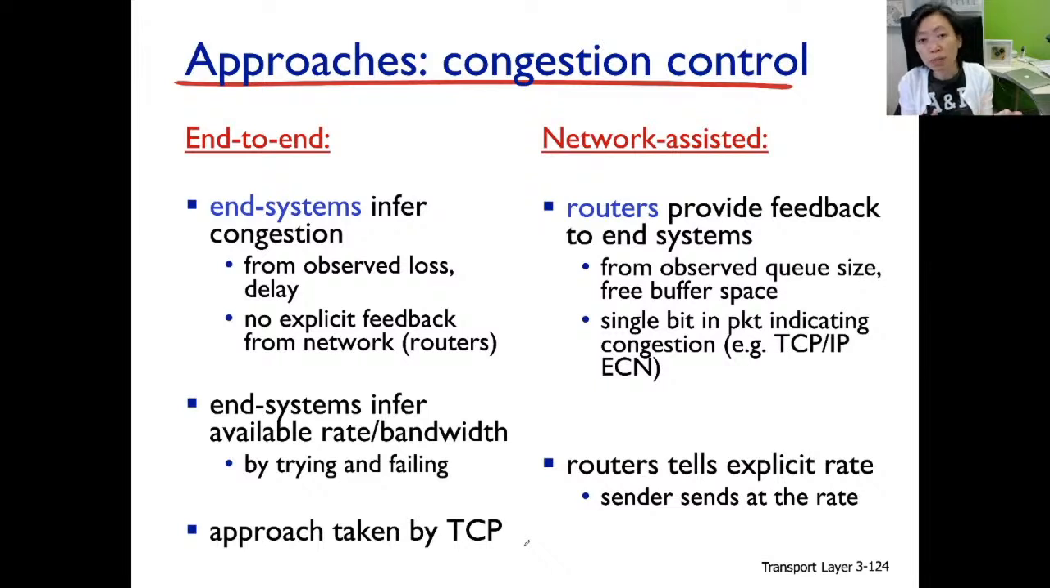And there are two major approaches allowing us to achieve those. First is called the end-to-end based approach. The other, the network-assisted approach. Now, from the name of it, you probably guessed. End-to-end means the end systems are doing much of the work, detecting congestion and informing the traffic source to slow down. Network-assisted, on the other hand, is asking the routers to do all this work instead.